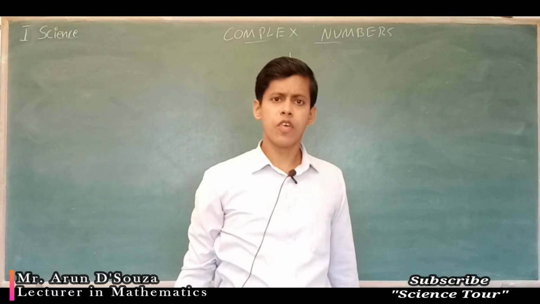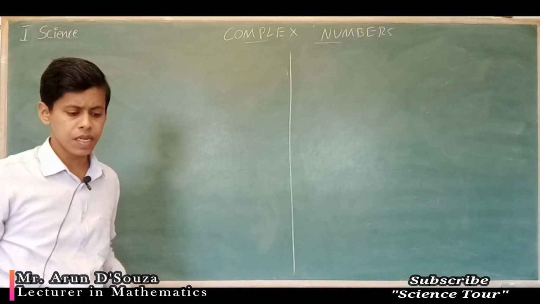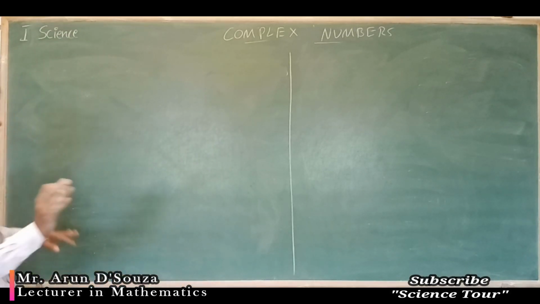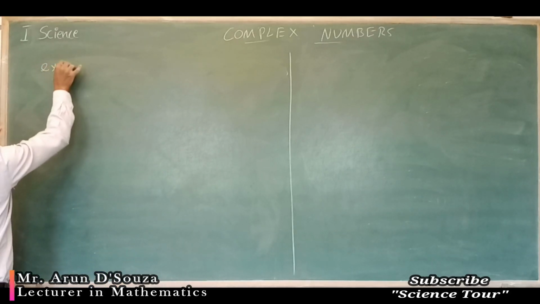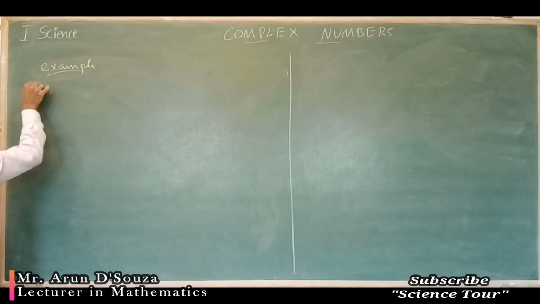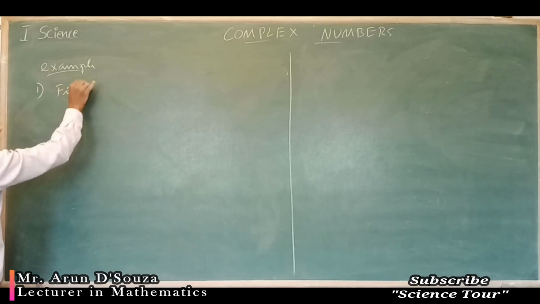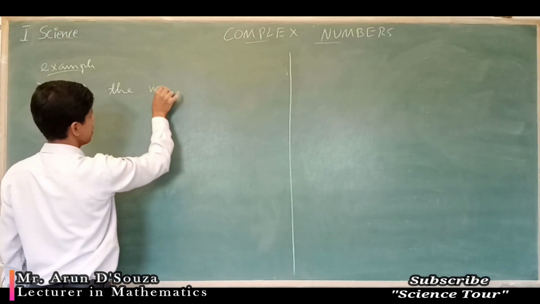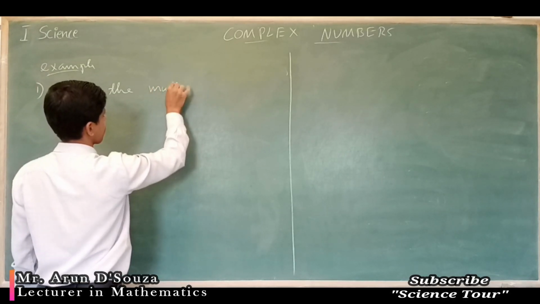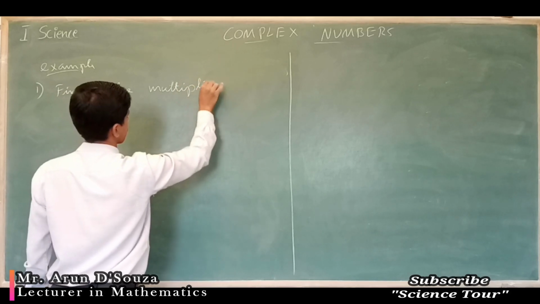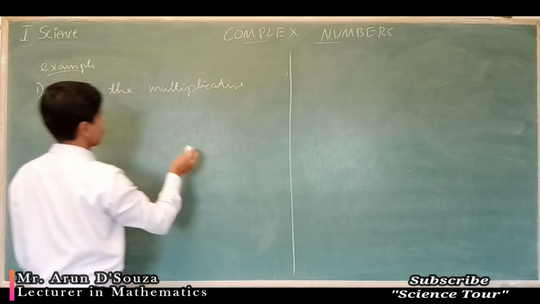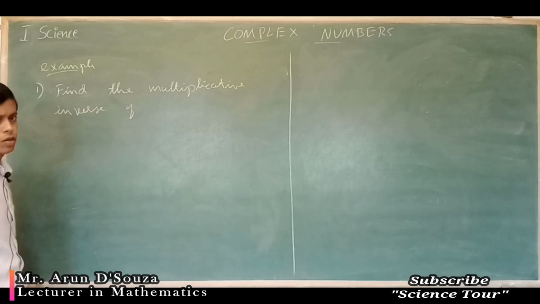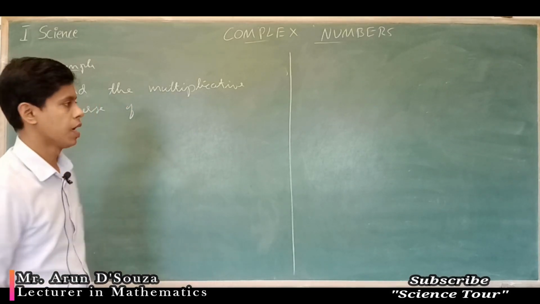Well, we have learned a few formulas. Now let's use them. The first one being finding multiplicative inverse. Okay. So find the example problem. Find the multiplicative inverse of 2 minus 3i.